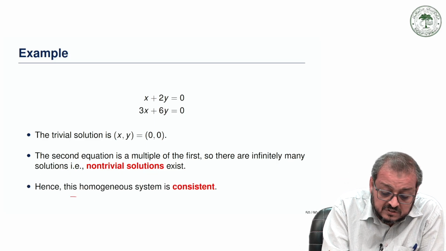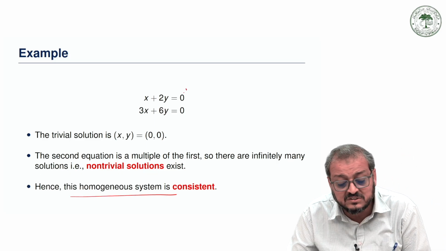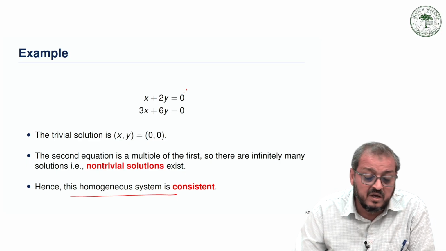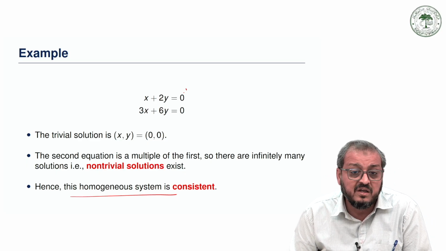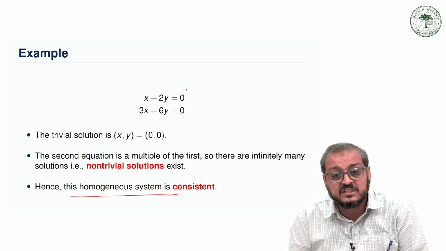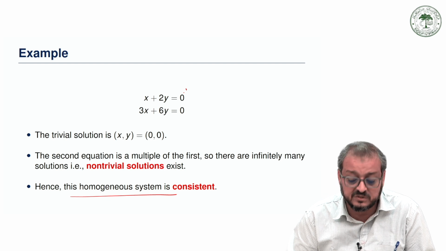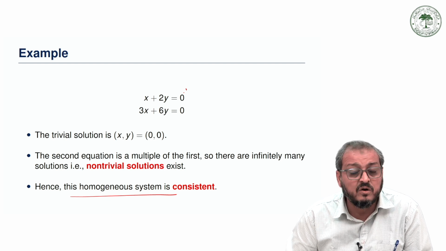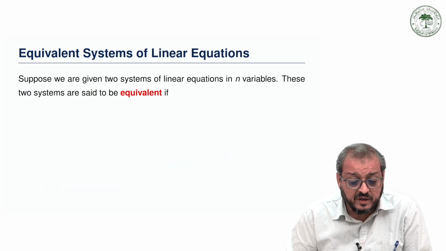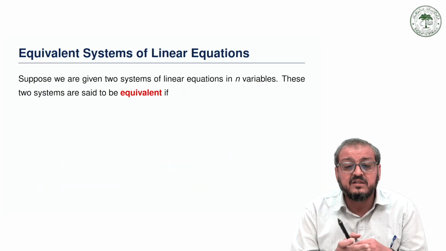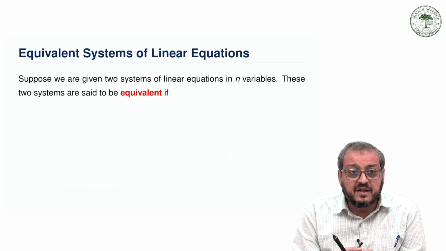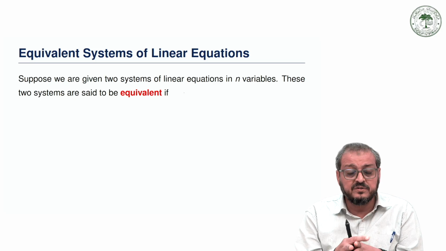Hence the homogeneous system is consistent and has infinitely many solutions. One is the trivial solution, and the other is a non-trivial solution, and there are infinitely many of those. Okay, so now we can talk about another idea: equivalent systems of linear equations.